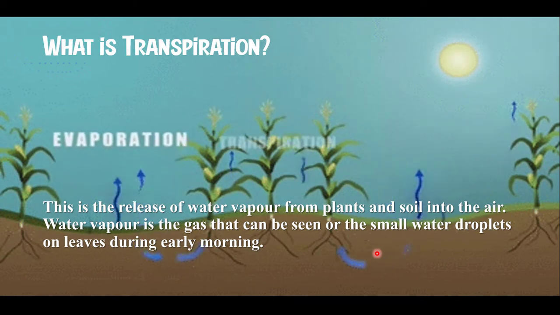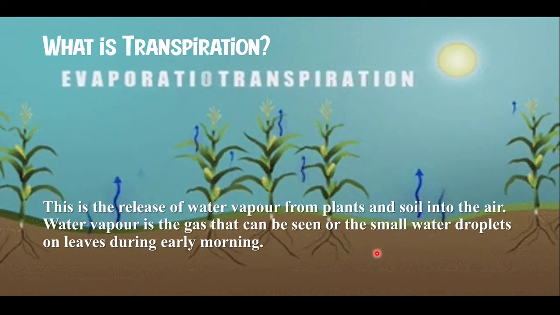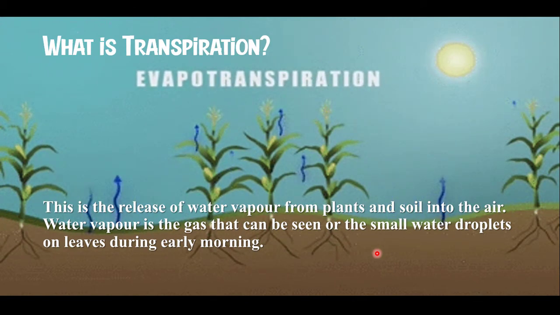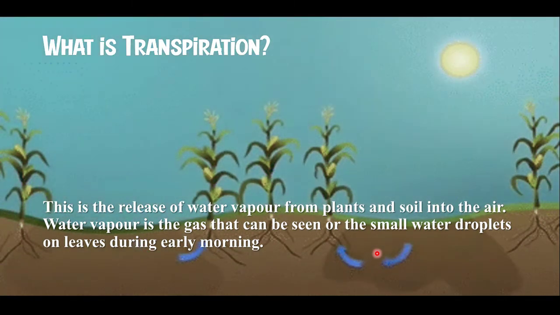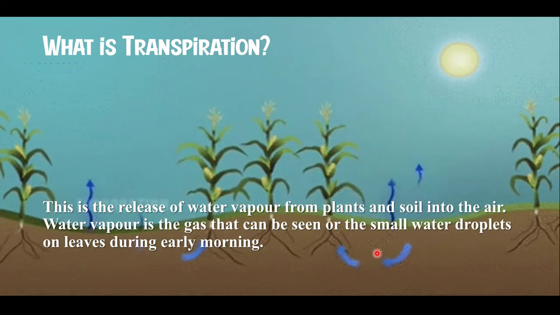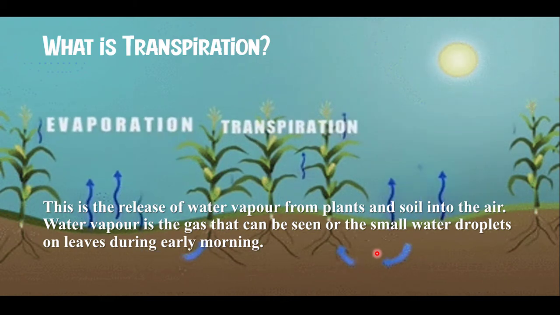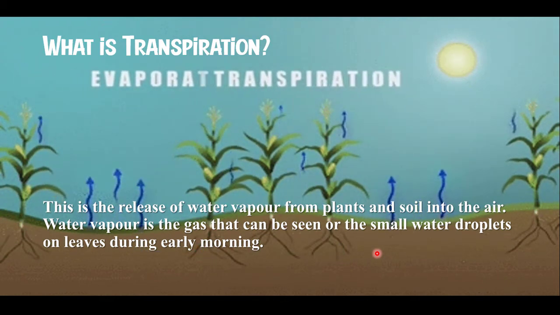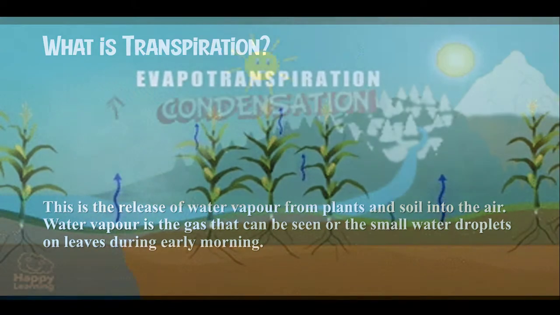Yes, so the combined process of evaporation and transpiration comes together to form evapotranspiration, as we are seeing there. So all transpiration is part of the evapotranspiration process, but not all evaporation is part of the evapotranspiration process. Take note of that. Evaporation from the soil and transpiration from plants come together to form the evapotranspiration process.